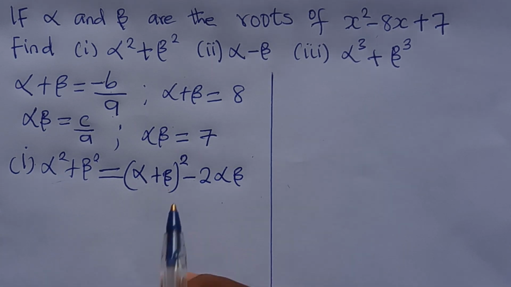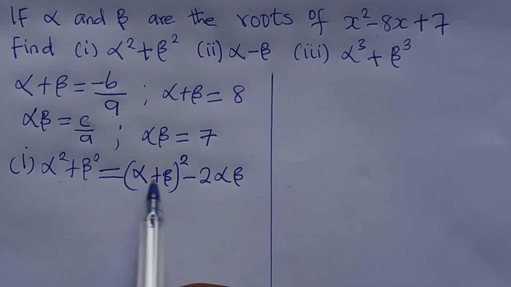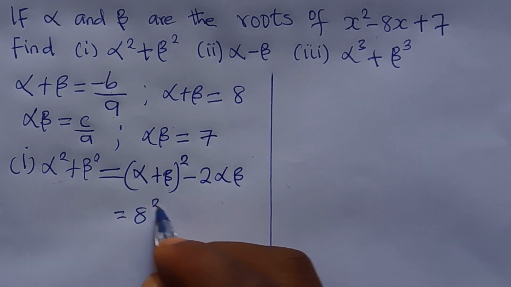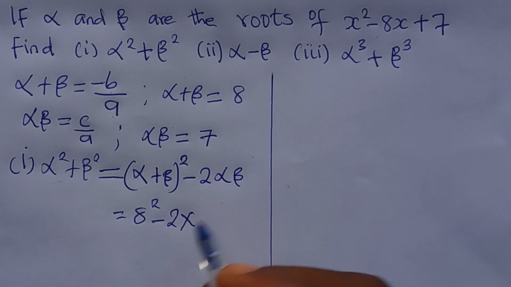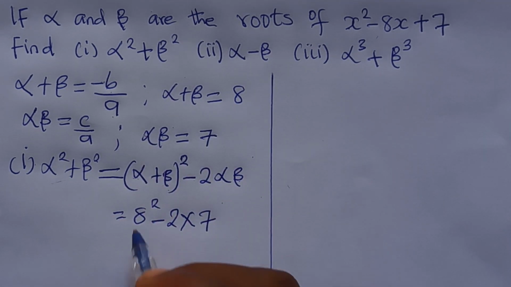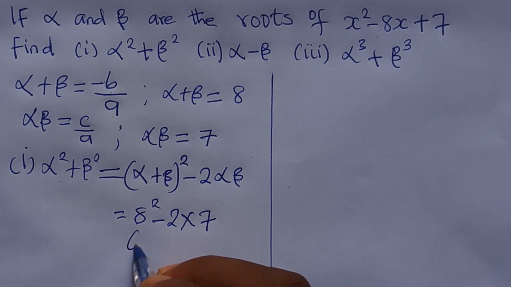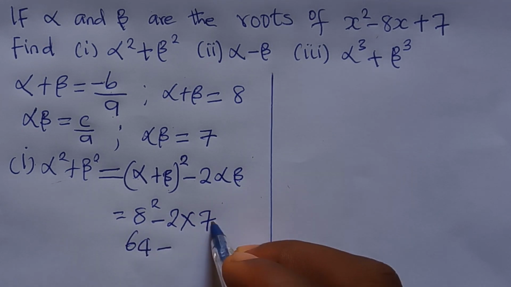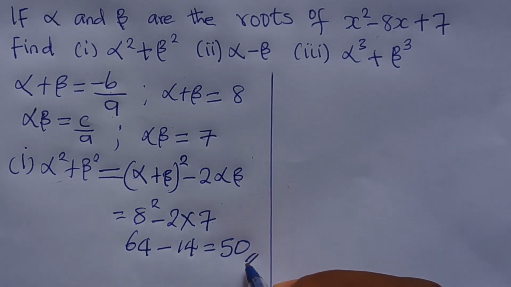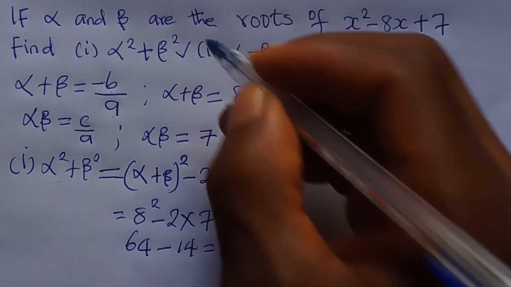So having done this, we already know that our alpha plus beta is 8. Therefore, we have 8 squared minus 2 multiplied by alpha multiplied by beta, which is 7. So we have 8 squared, which is 64, minus 2 multiplied by 7, which is 14, will give us 50. So we are done with this.